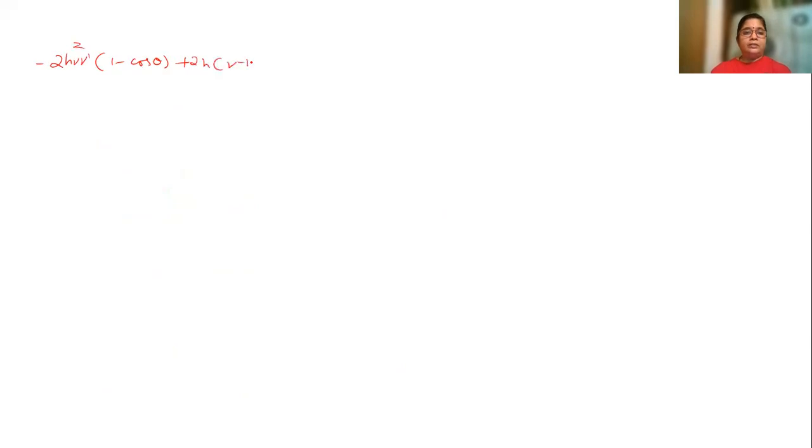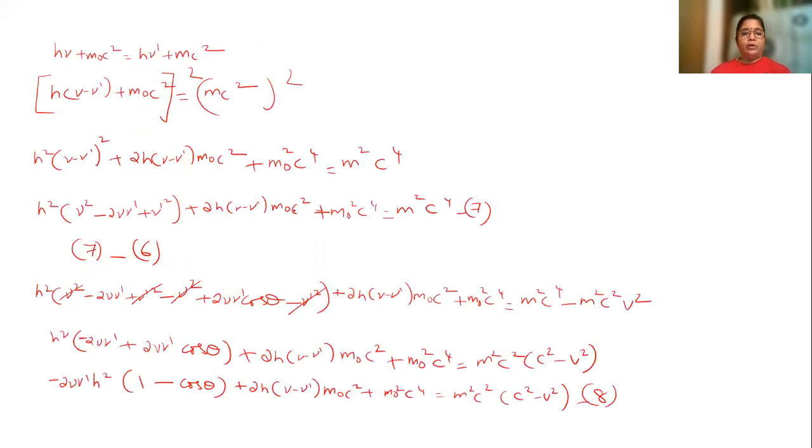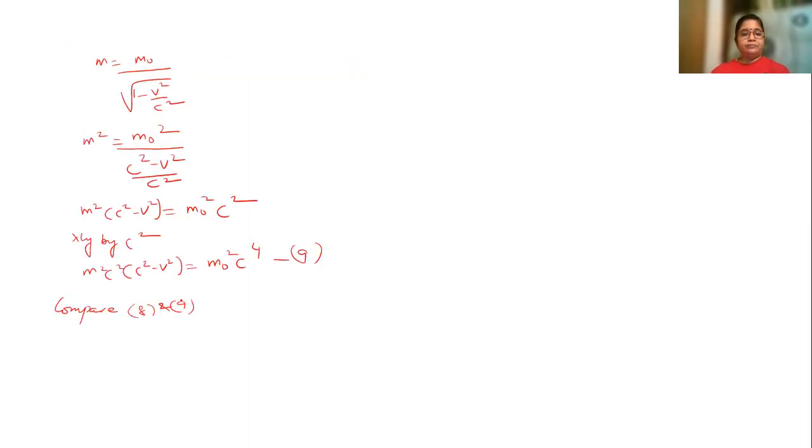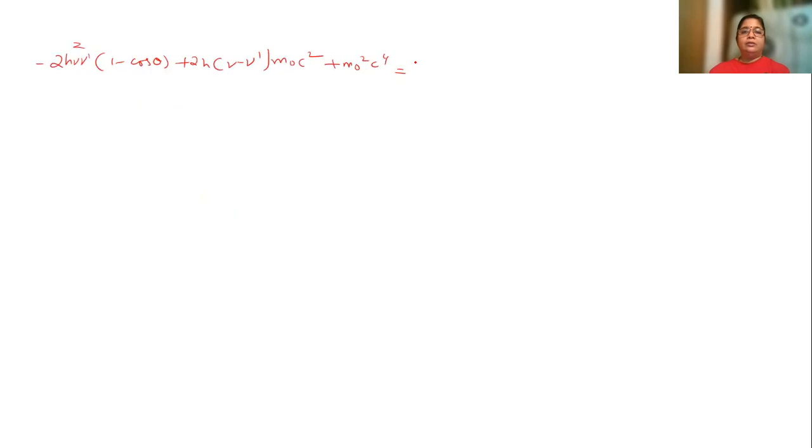2h (nu minus nu dash) m naught c square. And what does 8 say again? 2h (nu minus nu dash) m naught c square plus m naught square c power 4 is equal to m naught square c power 4 of 9. So obviously when you take it this side, these two terms will anyway get cancelled. So I have 2h square nu dash (1 minus cos theta) plus 2h (nu minus nu dash) m naught c square equal to 0.